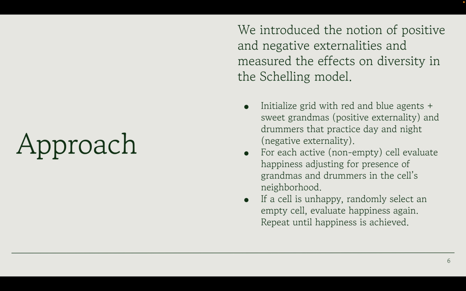Our twist involves setting a portion of active cells as positive and negative externalities, then seeing how they altered our dependent variables of time to happiness and diversity. We think of positive externalities as grandmas who bake cookies for everyone in their neighborhood. Any cell with a grandma in their neighborhood will be happy regardless of diversity. Negative externalities are drummers who practice their drums late into the night. Cells with drummers in their neighborhood will always be unhappy regardless of diversity. And with that, I'm going to pass it over to Jackson to talk about our results.